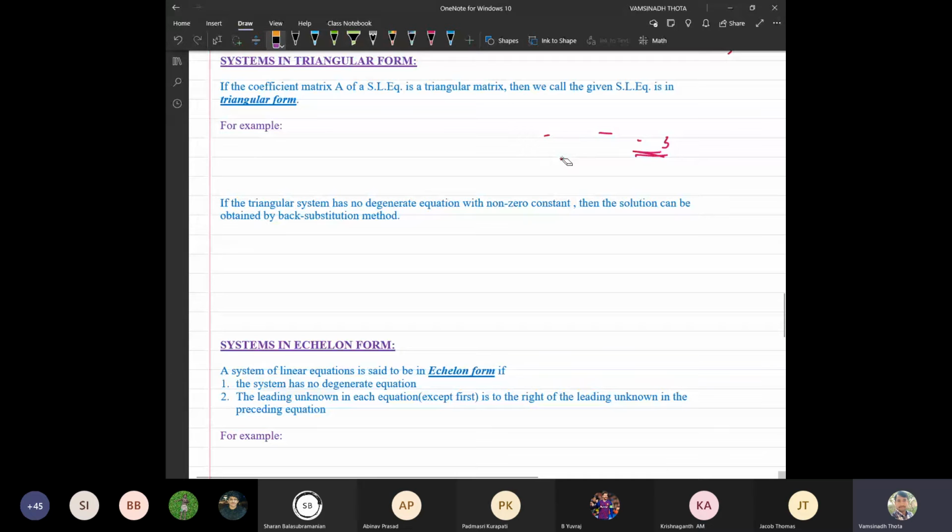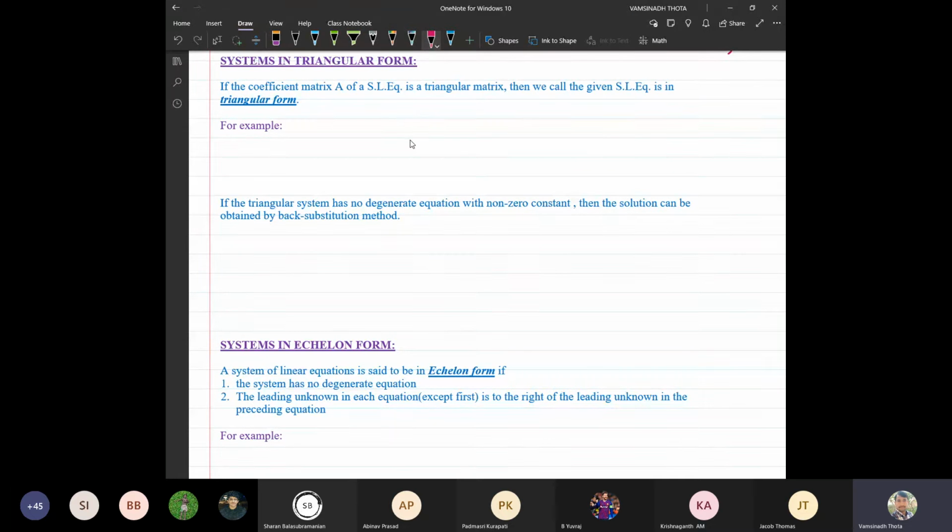Now, when is a system of linear equations said to be in the triangular form? What do we mean by a system of linear equations in the triangular form? If the coefficient matrix A is in the triangular form. Triangular form means it can be lower triangular or it can be upper triangular. For example, let me write this system. Generally, triangular means it is a square matrix, a square system. Square system means the number of equations and the number of unknowns are the same.